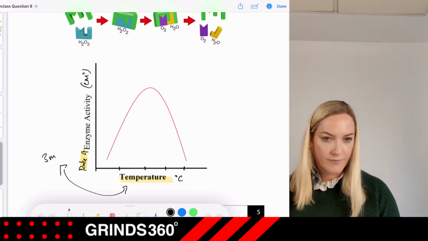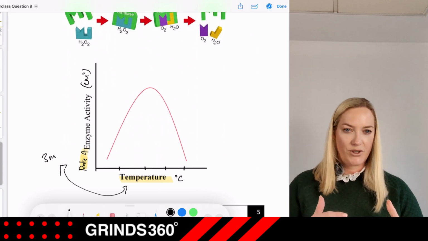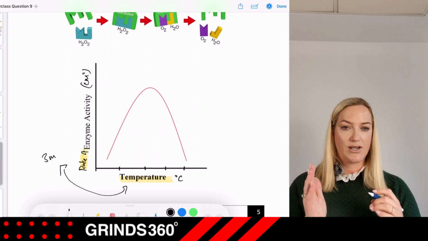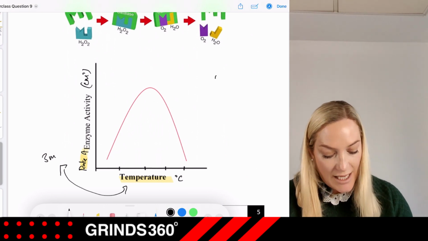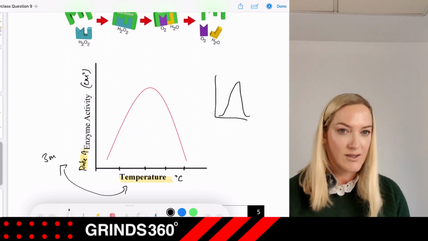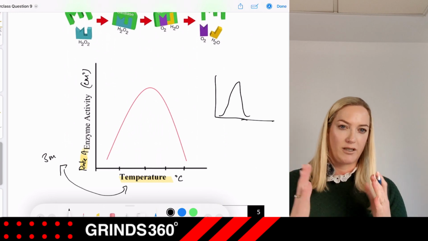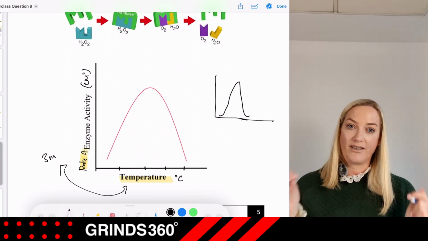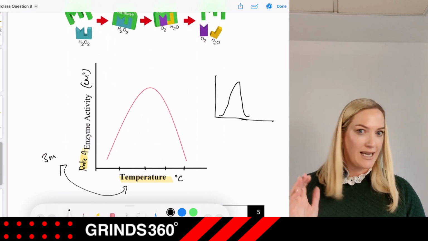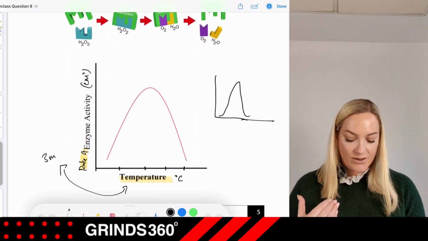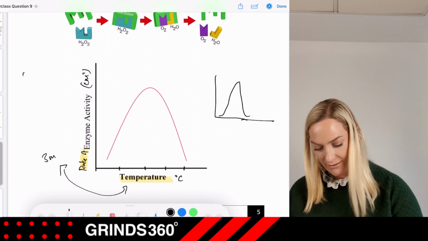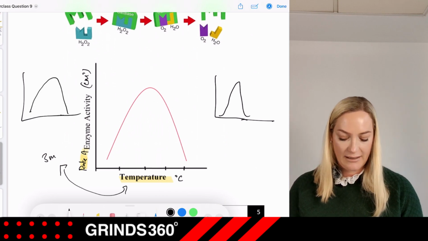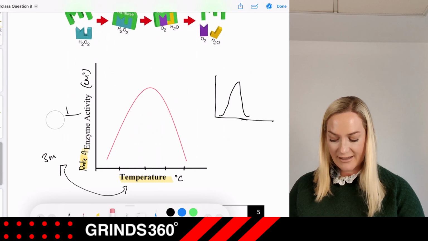3 marks. Now, with temperature, your range is much wider in comparison to the pH. The pH graph was something like this, so my range was narrower. With your temperature, it's wider. Hopefully that makes sense. If they asked you to draw that literally, that's what you're drawing when you're labeling, if asked about this.